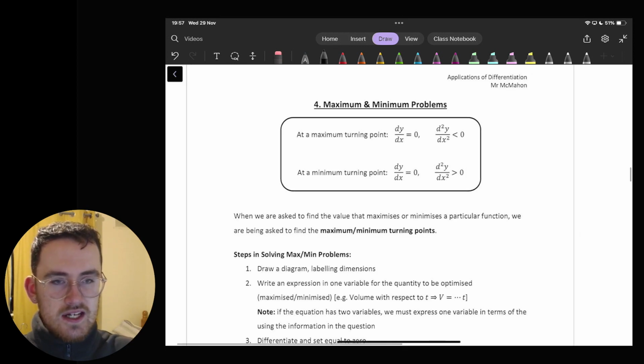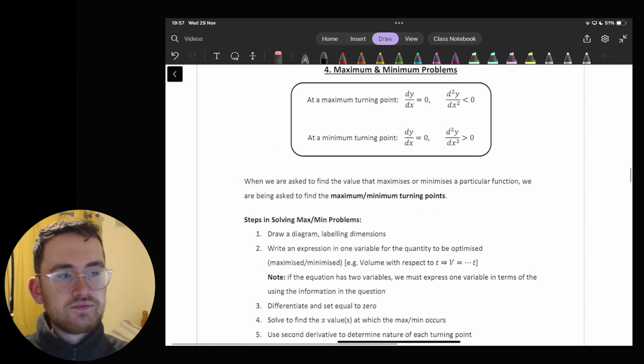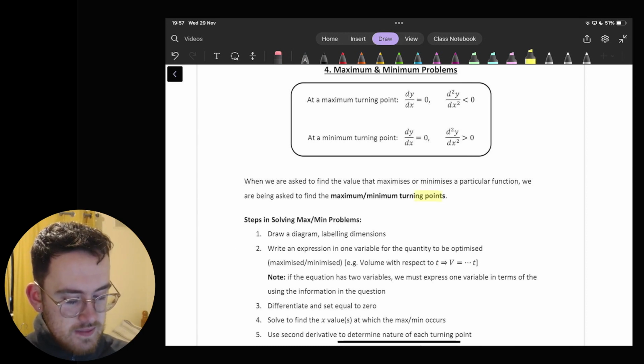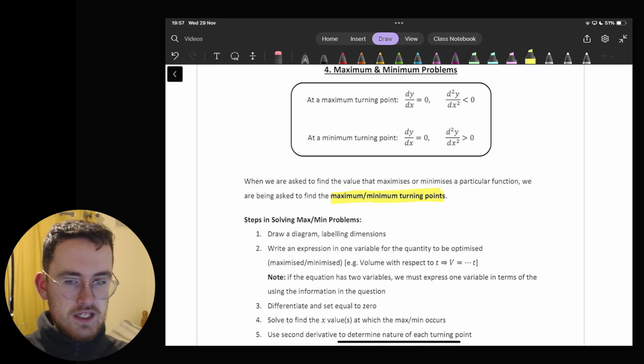What happens at a maximum turning point? What happens at a minimum turning point? How can I prove which one I have? And when we're being asked to find a value that maximizes or minimizes a function, we're being asked to find maximum or minimum turning points. By and large, maximum or minimum turning points are going to be the values that will maximize or minimize the particular function that we have.